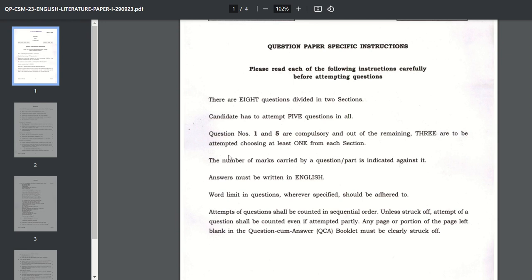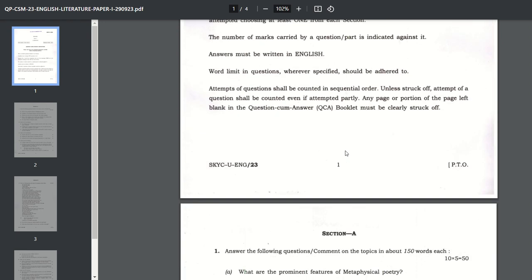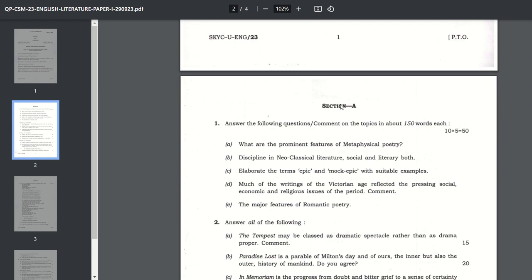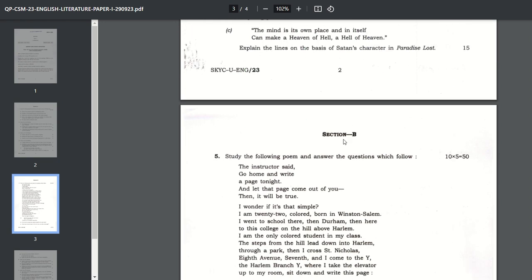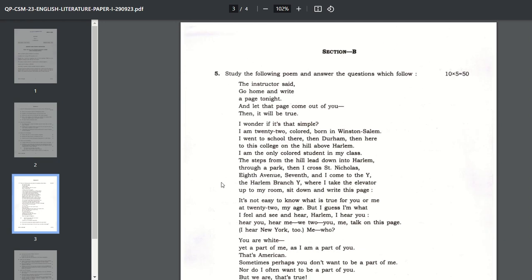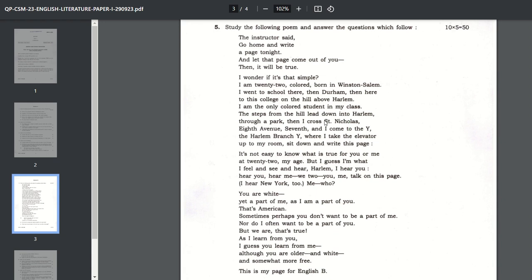This is different from the GS papers, wherein you have to attempt all the questions. Here it is not the case. You have to attempt by choosing the set of questions which you find comfortable. So section A consists of question number 1. The instructions of the question paper say that question number 1 is compulsory. You have to attempt it. Then question number 5 of section B is compulsory. So you have to attend question number 5 also.